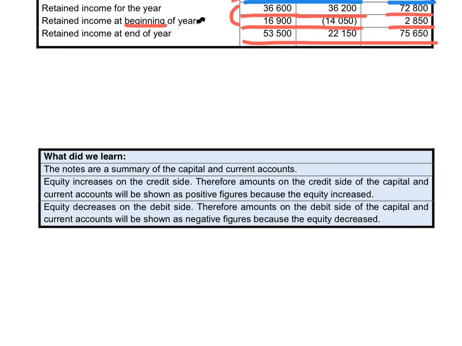What did we learn? The notes are a summary of what happened in your capital account and in the current account during the year. Equity increases on the credit side. So any amounts on the credit side of your capital account or current account will show as positive figures in the notes to increase equity. Equity decreases on the debit side. Therefore, any amounts on the debit side of the capital account and the current account will show as negative figures in the note because equity decreases when amounts appear on the debit side.